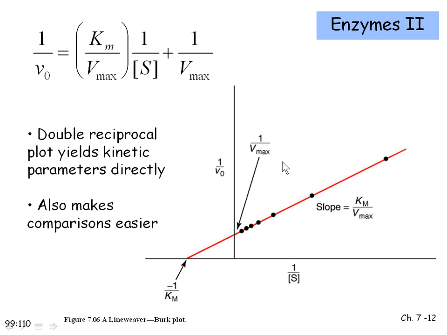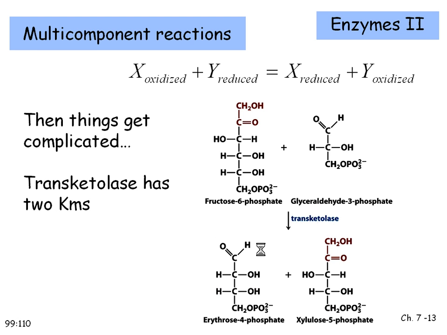So this linear representation allows you to capture those variables more exactly than trying to do it through a curved line. Remember that the vertical axis is always going to involve something about velocity, either directly or reciprocally. The horizontal axis is the substrate concentration, that's going to be the independent variable.